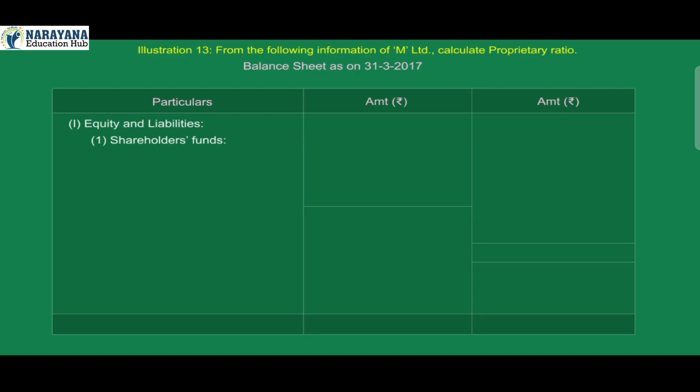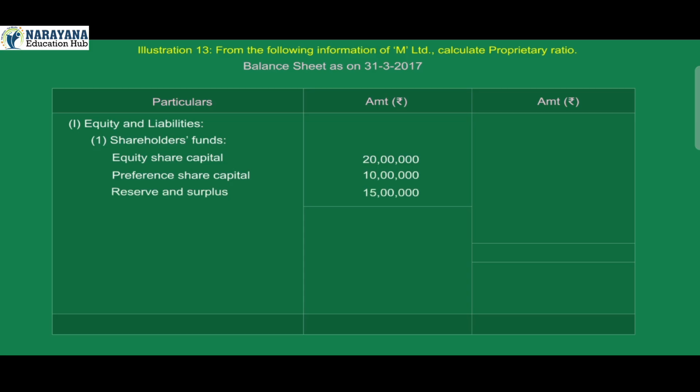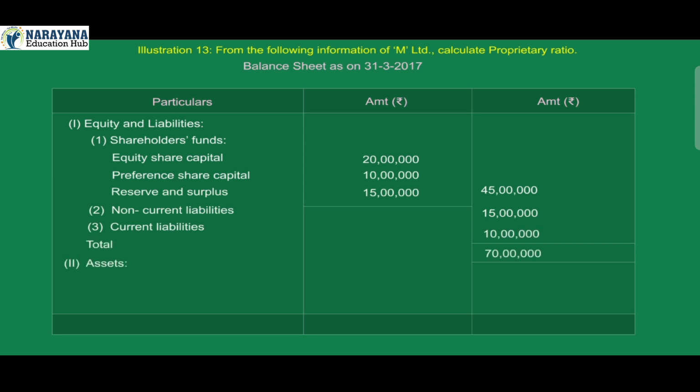1. Shareholders' funds. Equity share capital, 20 lakh. Preference share capital, 10 lakh. Reserves and surplus, 15 lakh. Total 45 lakh. 2. Non-current liabilities, 15 lakh. 3. Current liabilities, 10 lakh. Total, 70 lakh. Number 2. Assets. 1. Non-current assets, 50 lakh. 2. Current assets, 20 lakh.